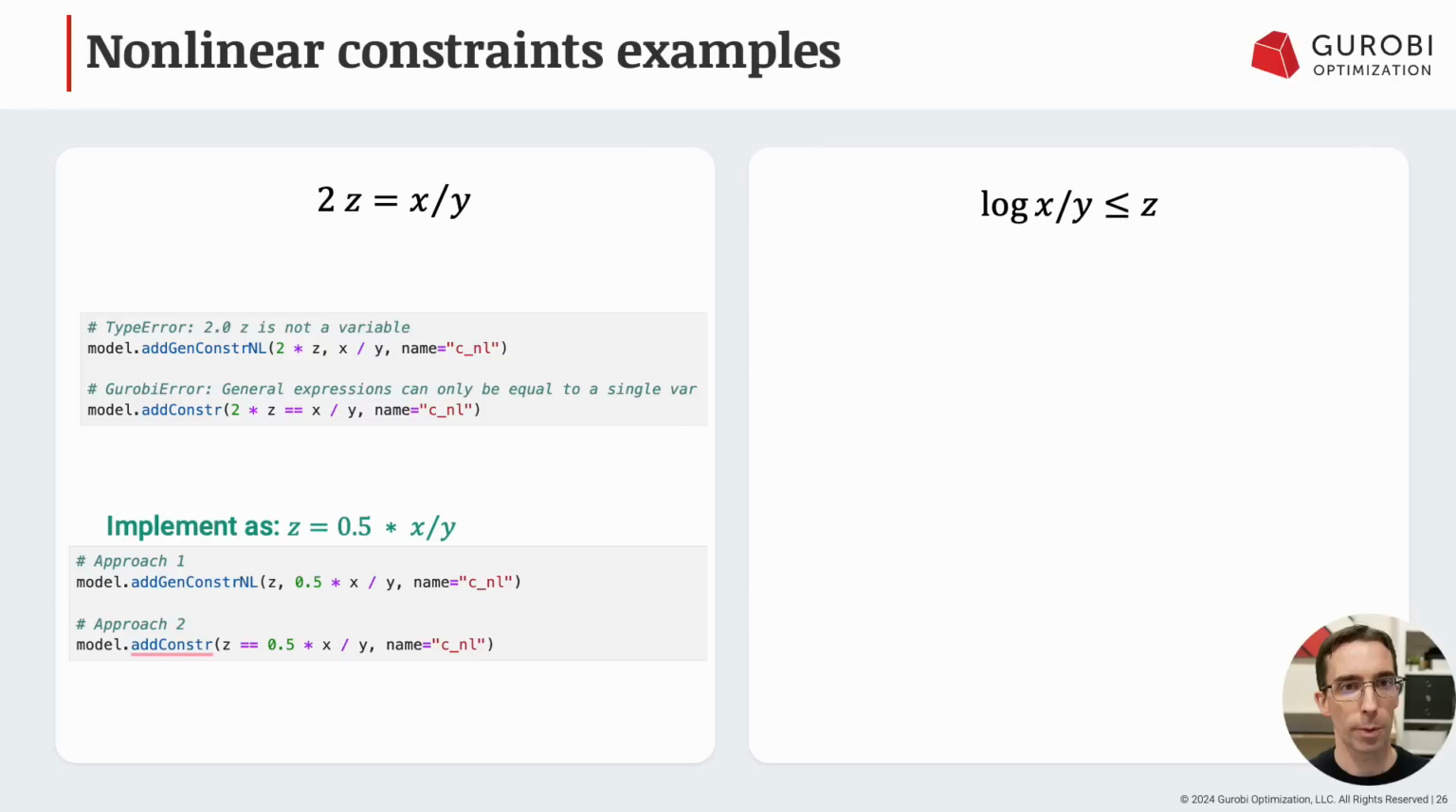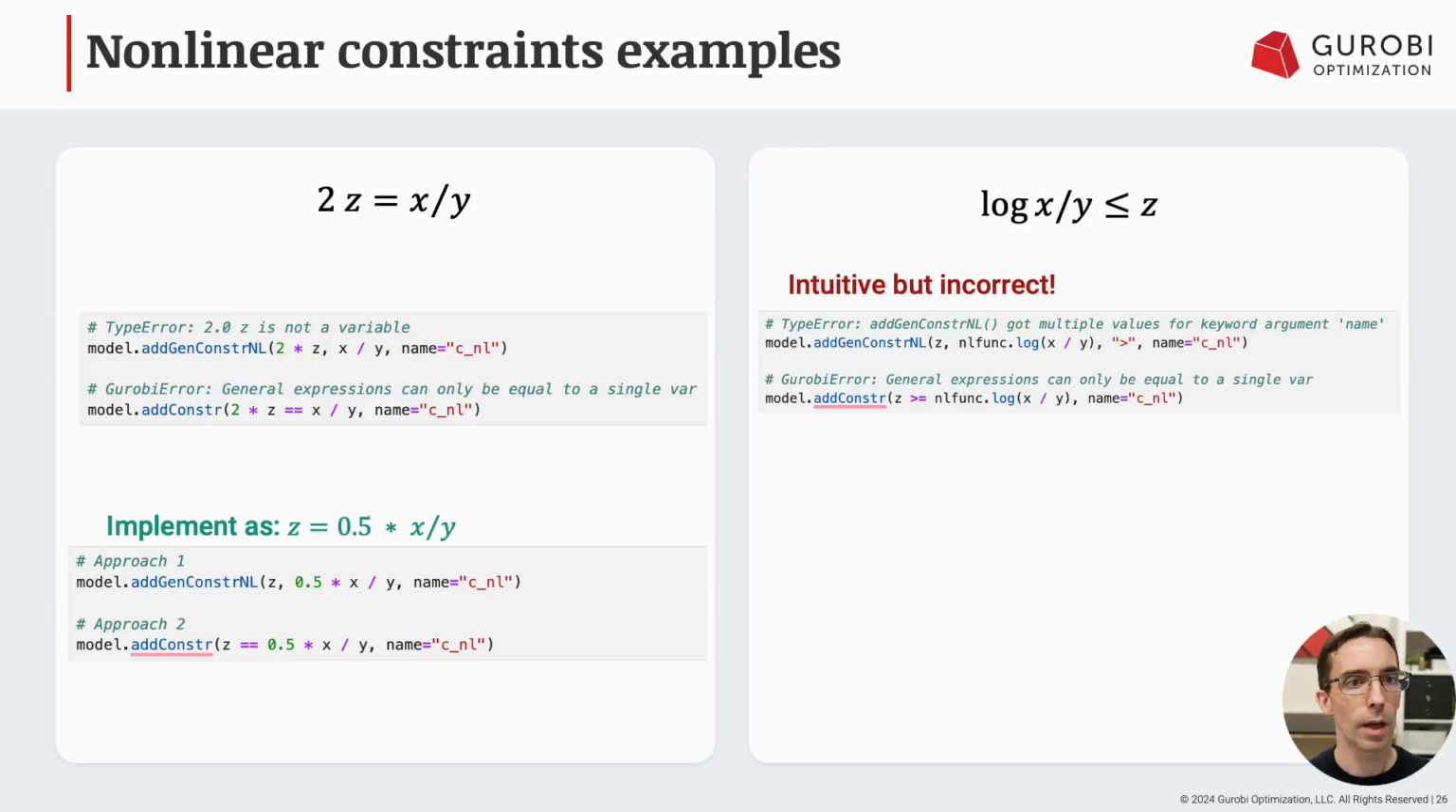The second example is an inequality constraint of the form log of x over y is less than or equal to z. Let's first review a couple incorrect approaches. The add general constraint NL method does not have an argument for constraint sense because it only accepts equality constraints. So if you try to tell it to use a greater than or equal to constraint here, it will result in an error. Similarly, when using the overloaded add constraint method, the nonlinear constraint should still be represented in the form y is equal to f of x.